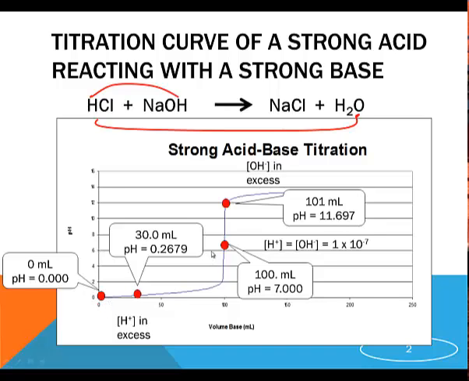Now I want you to notice the shape of a strong acid, strong base titration curve. We start low, have a pH of 7 at the equivalence point, and we end high with a high pH.